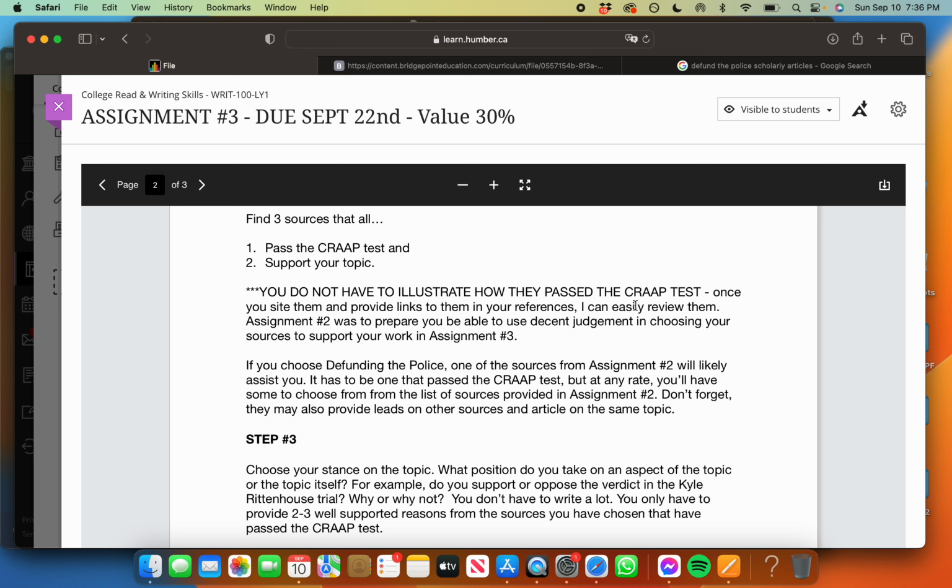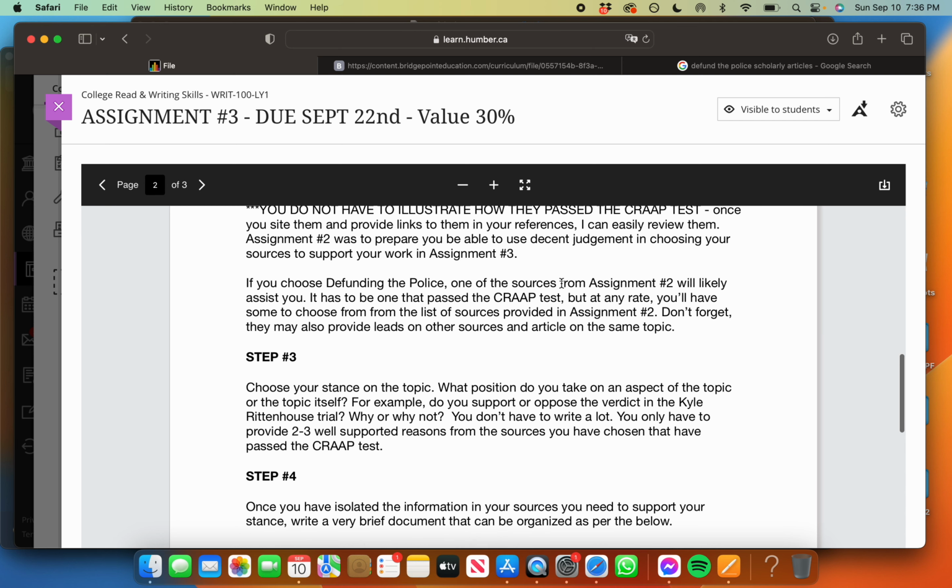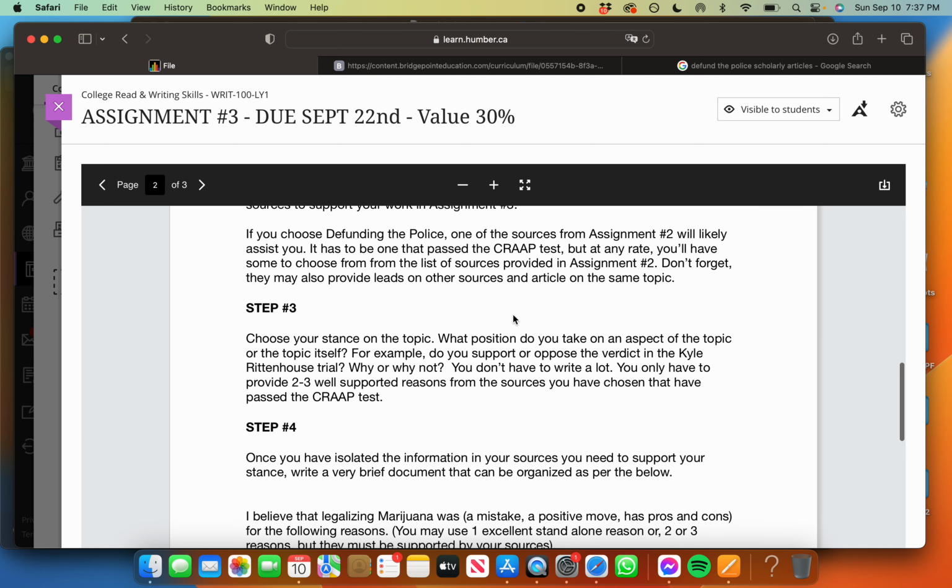Okay, so just so that you know, let's say the majority of them pass, that's great. I'm not going to punish you very much for that. So grading will be based on whether or not they pass the CRAP test, but again, more your effort in choosing, that I can see that you made an attempt to choose a good source and that you also supported your work properly, is what I'm really looking for. If you choose defunding the police, one of the sources from assignment 2 will likely assist you. Okay. So again, it may not be on the highest part of the hierarchy for the CRAP or CRAPO test. It might be on the lower rung, but it may still qualify. So it's still usable.